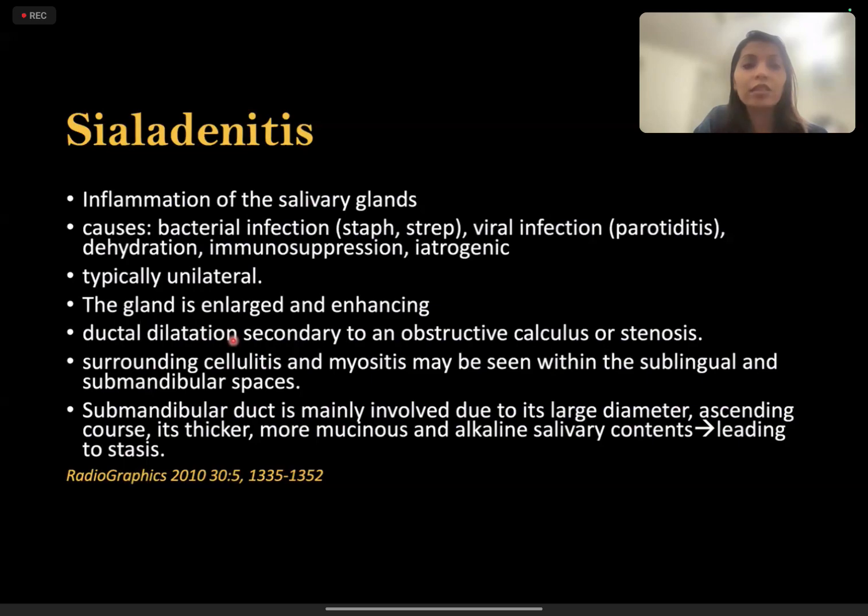Typically, this condition is unilateral, and we see the involved gland is enlarged and enhances. There's ductal dilatation secondary to an obstructive calculus or stenosis. We can see surrounding cellulitis and myositis. More commonly, the submandibular duct is involved because it has a relatively larger diameter compared to the parotid duct. It has an ascending course, and also its secretions are more mucinous and more alkaline, so they are more prone to stasis.